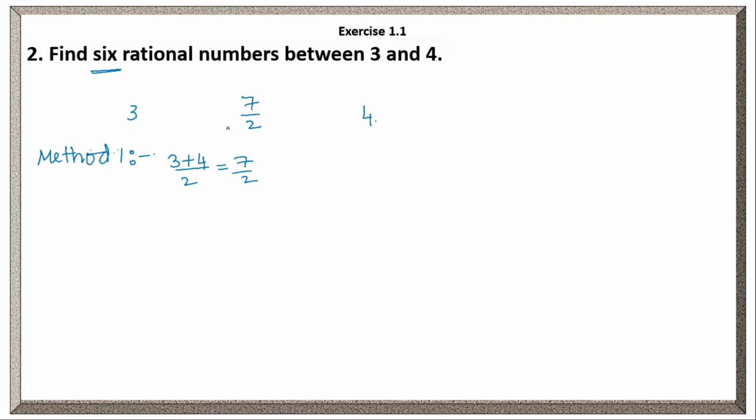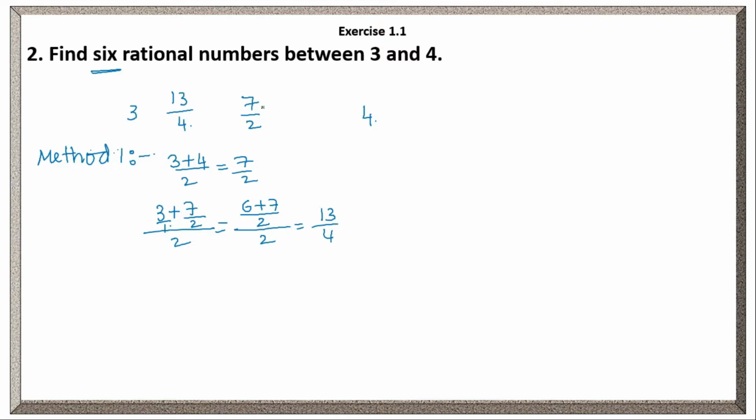Now one more rational number I want. I can take the average of 3 and 7 by 2, right? So 3 plus 7 by 2, by 2, equal to, what is the LCM? 2. So 1 will go into 2 two times. 2 into 3, 6, plus 7 is 13 by 4, which is in between 3 and 7 by 2.